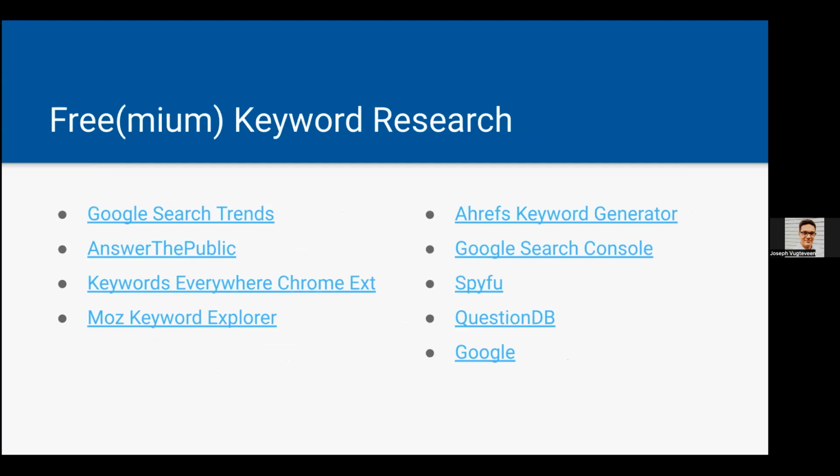Freemium. Everyone loves the freemium. Google search trends. These are all links. You can jump into them. Google search trends, you can just put in a keyword. It will tell you how frequently it's looked at, how frequently someone types it in.